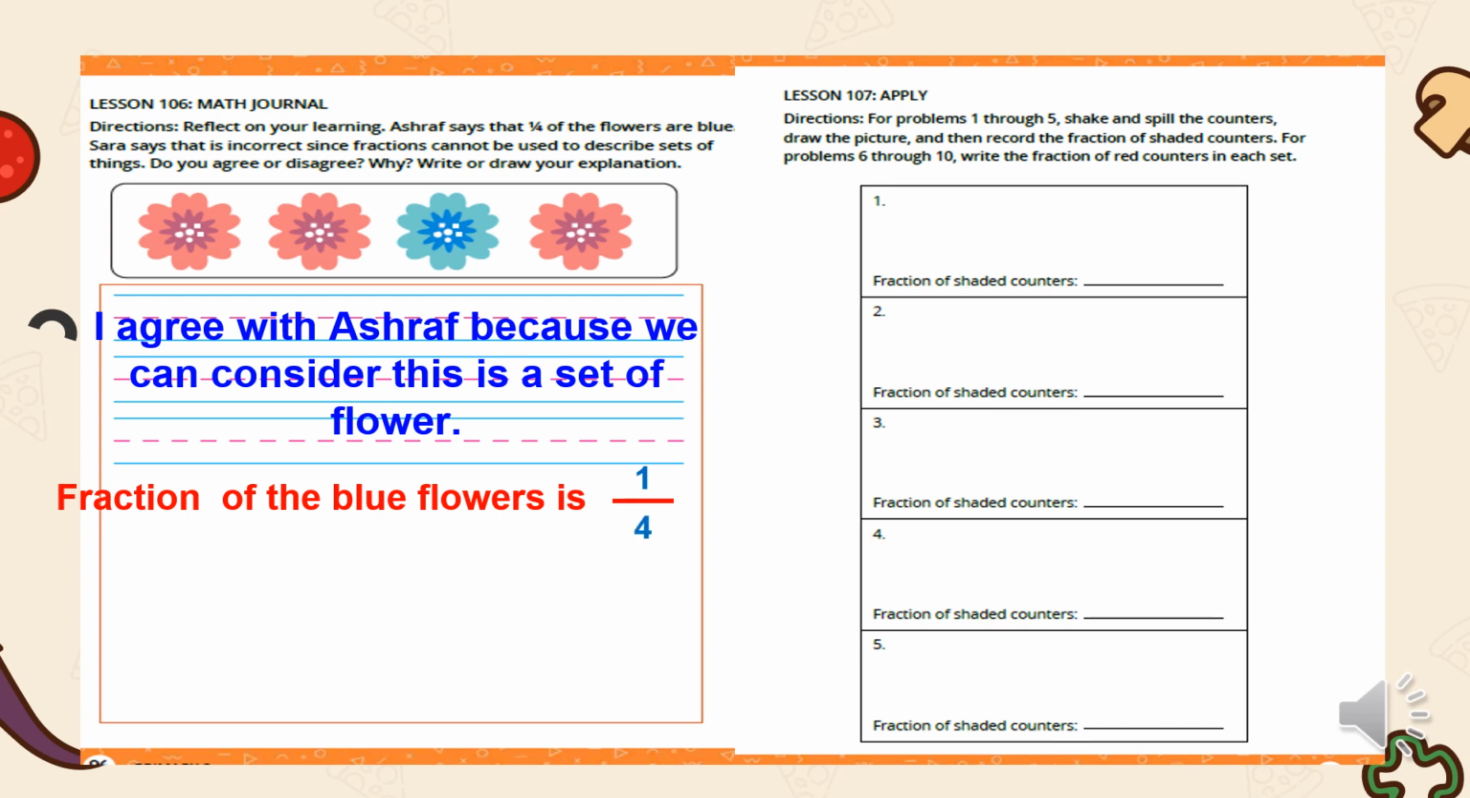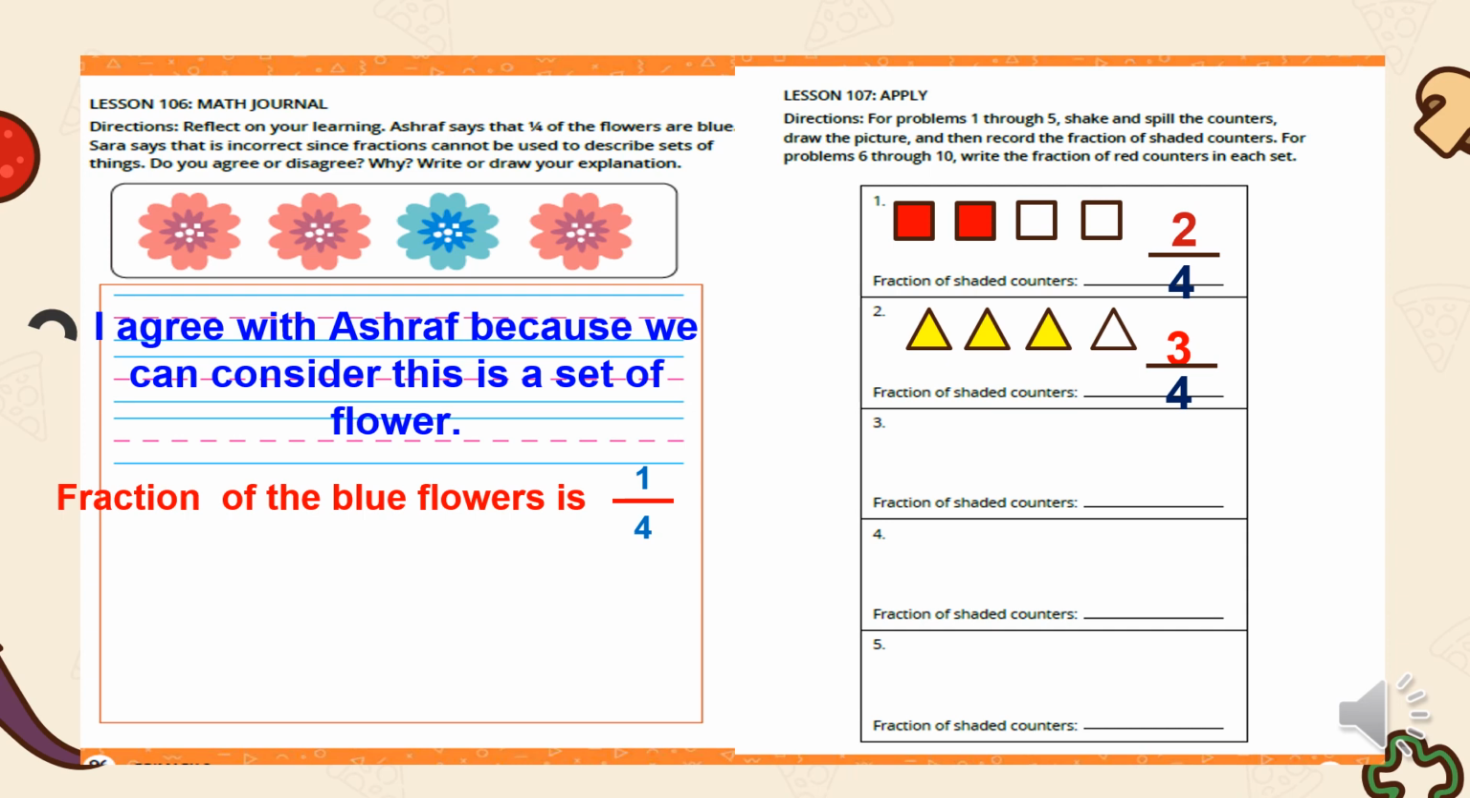Next page. From problems 1 to 5, check and spell the containers. Draw the pictures, then record the fraction of shaded containers. So in number 1, if we draw 4 squares and we color 2, the total parts, the denominator, is 4 and the numerator is 2. Next, if we color 3 triangles, the denominator will be 4 and the numerator will be 3. So the fraction is 3 over 4.